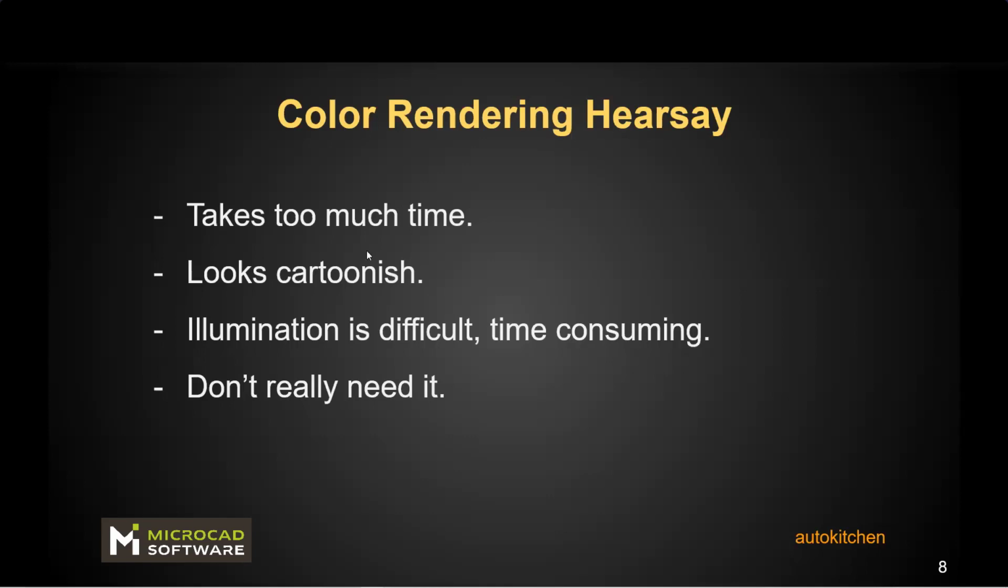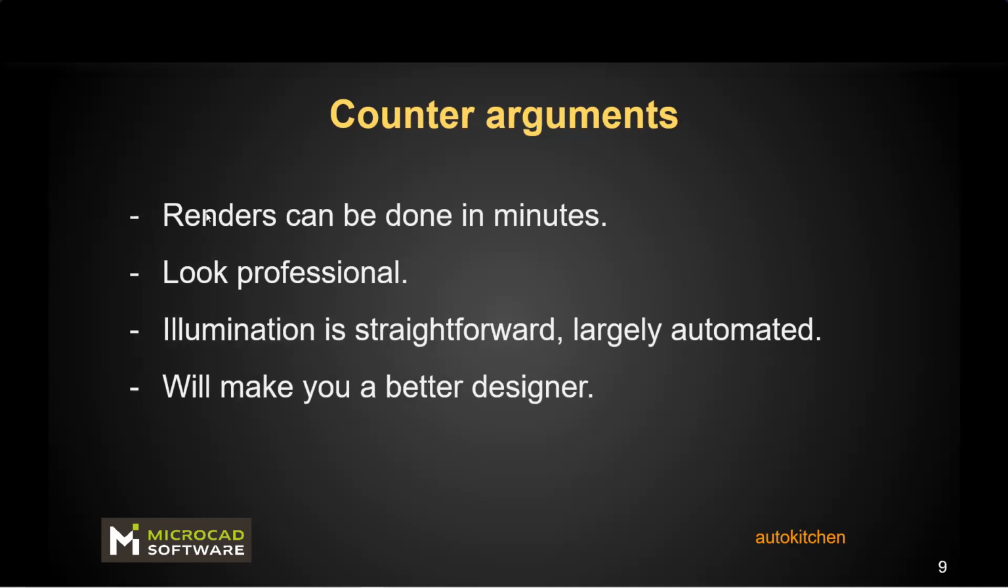The counter arguments from us: when you're using AutoKitchen, the renders can be done in minutes, as in 2 or 3 minutes. I think they look professional enough. I think they look pretty decent. I think the illumination, particularly with version 21 and 22, is being made very straightforward, largely automated. And I think it will make you a better designer if you use color renders. Not in the sense that all of a sudden your designs are going to be more catchy, but in the sense that you're going to be a better communicator.